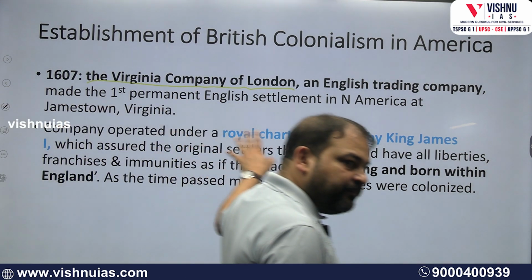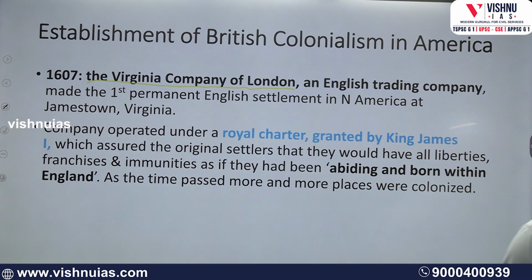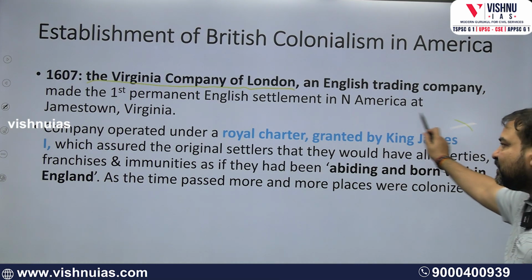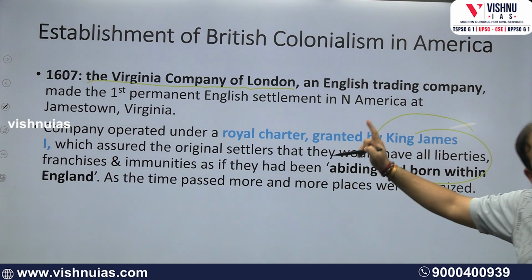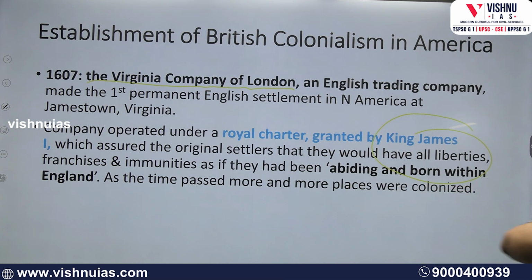So they were coming to India around the same time, and they are coming to this place also around the same time. Please remember, same king. He is the same King James I who had given the charter for India also, 1609. He is the same king who is giving the charter to this company also. Please write the name of the king, King James I.